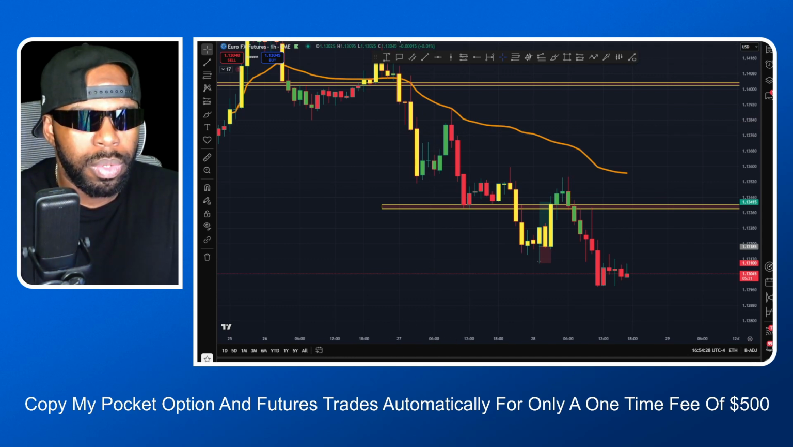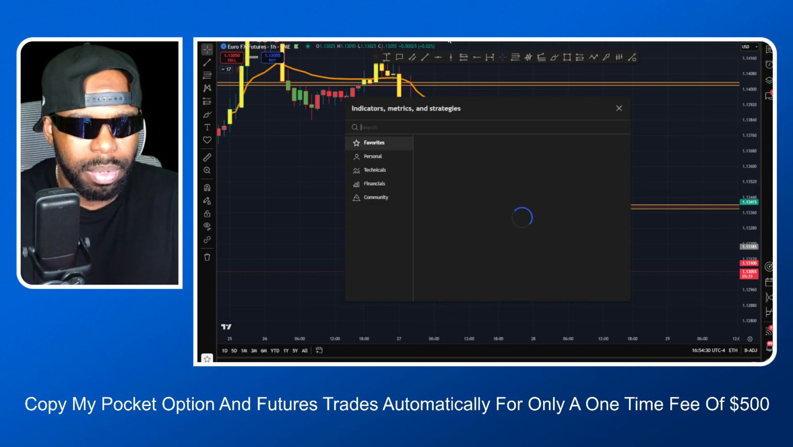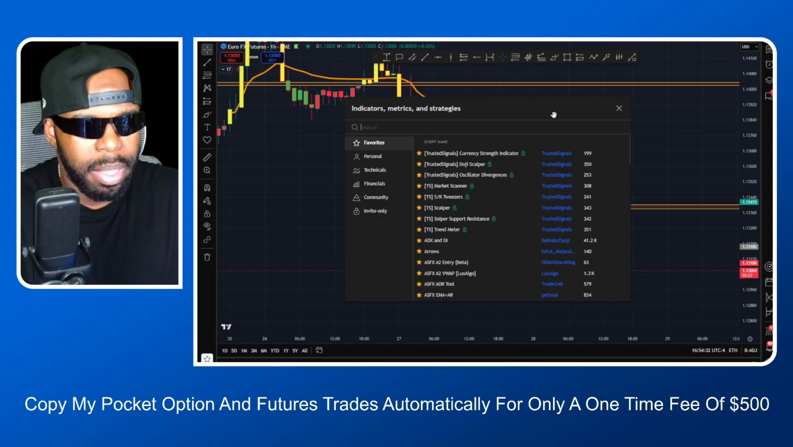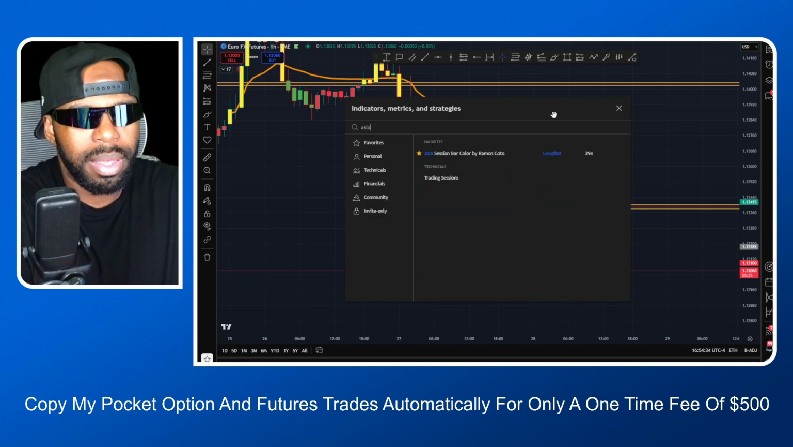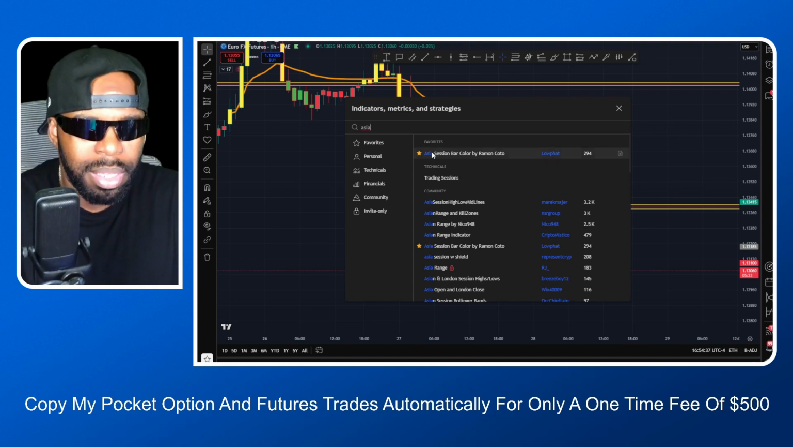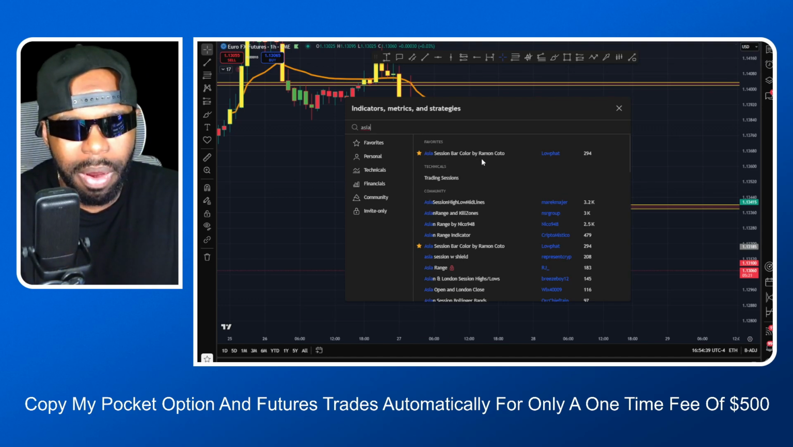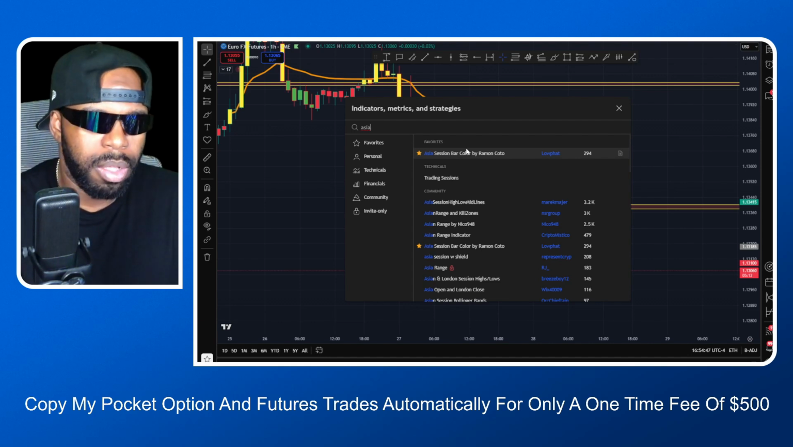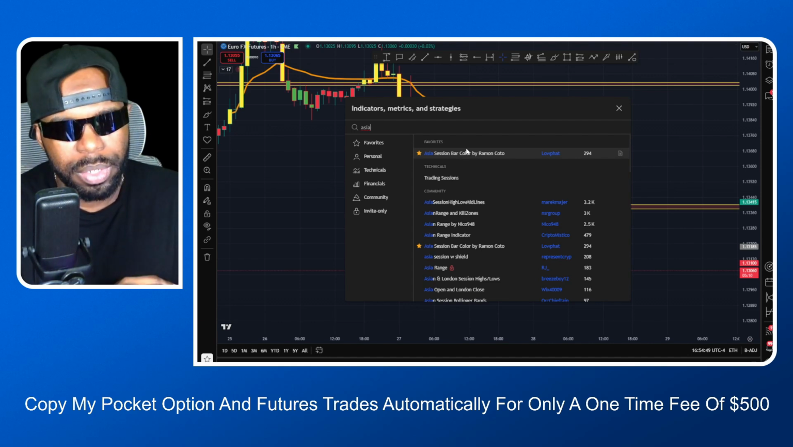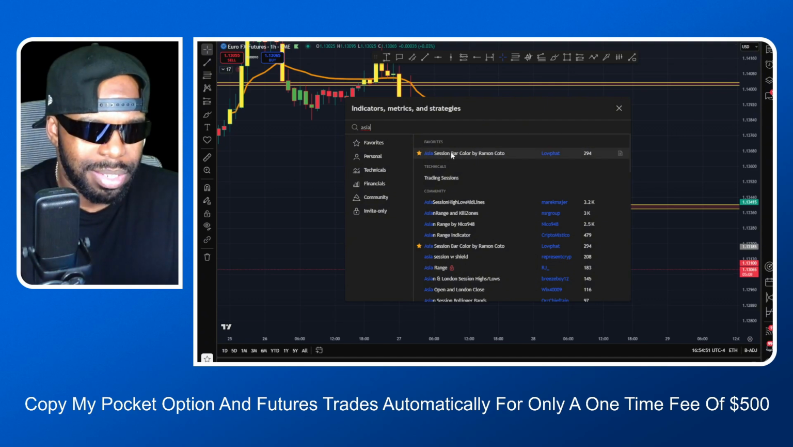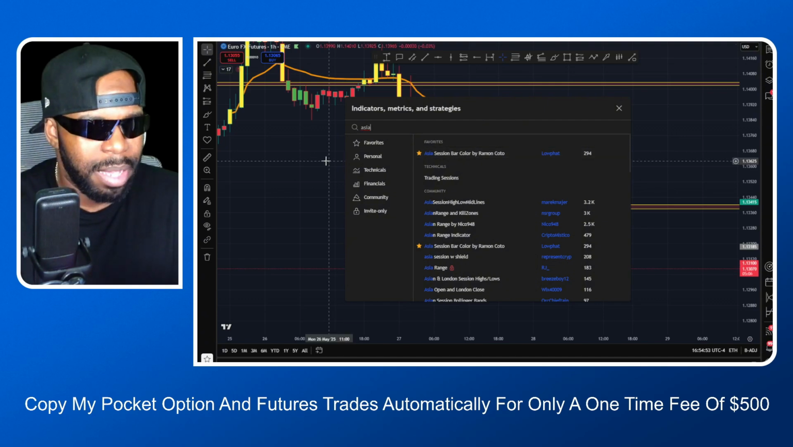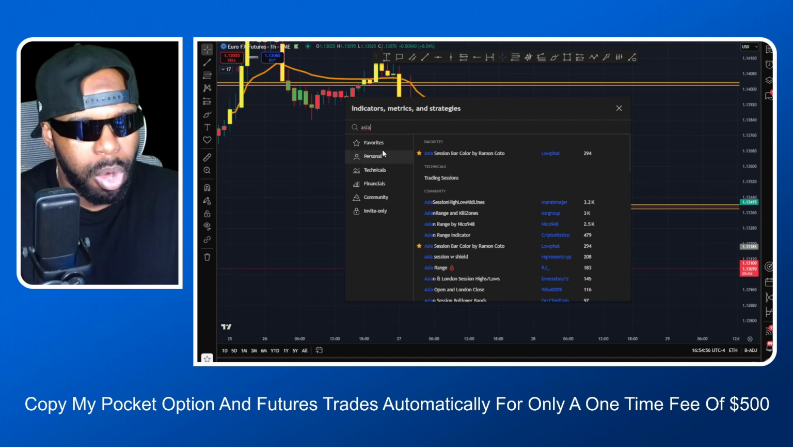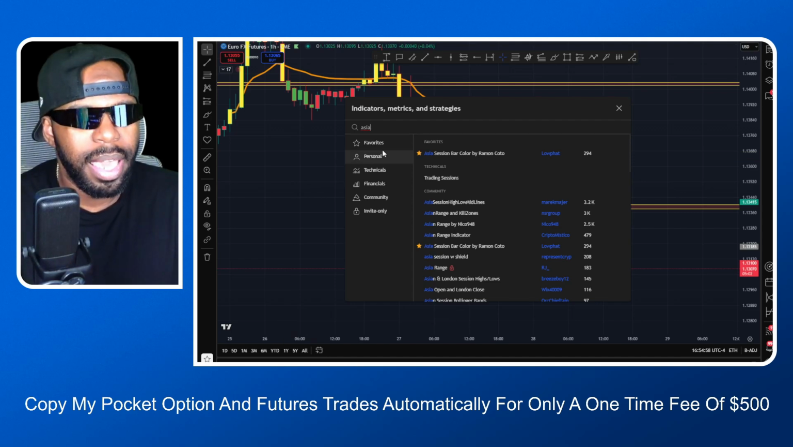You can go to indicators on TradingView, right? And then you can type in Asia session, Asia session bar color. Now you will have to click this 3 times, that way you can add this indicator 3 times on your chart. And then also, what you need to do is go into the settings. Once you add this indicator 3 times, then you need to go into your settings, and you need to change the time.